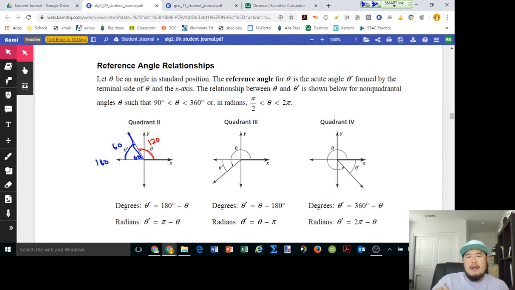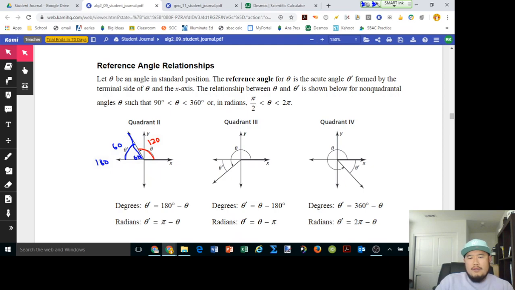You take whatever angle that they give you as the standard, the angle theta in standard position. You figure out where in the quadrant this happens to be, and then from there, you have to figure out your reference angle by basing it off the terminal side.